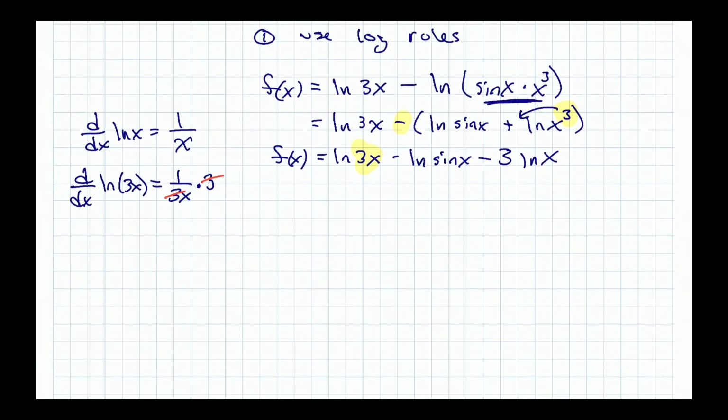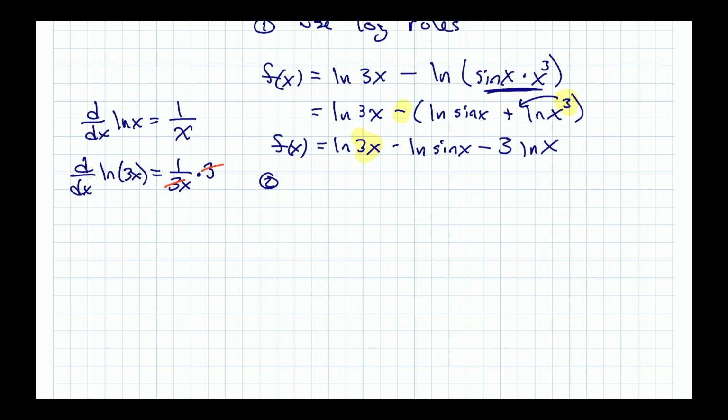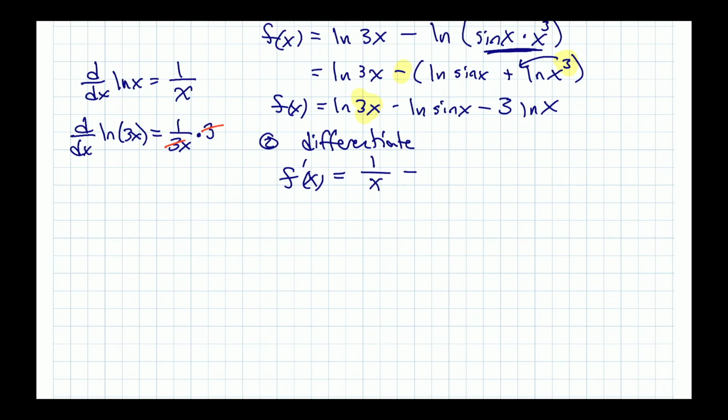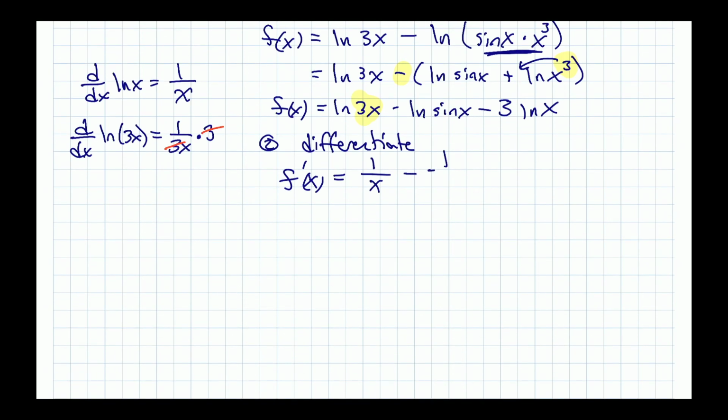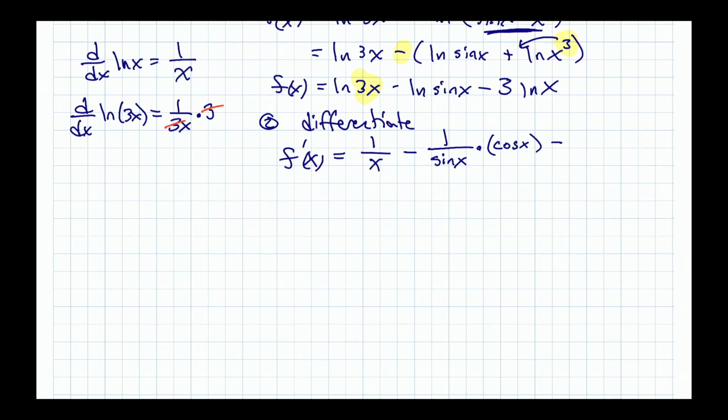So once you have it all expanded, then what you want to do is differentiate, and it should be easy. We just finished saying that the derivative of ln 3x is just 1 over x. The derivative of ln sine x is going to be 1 over sine x times the derivative of what's inside. The derivative of sine x is cosine x. And then the last one, minus 3 ln x. Well, the derivative of ln x is 1 over x. So this is 3 over x.